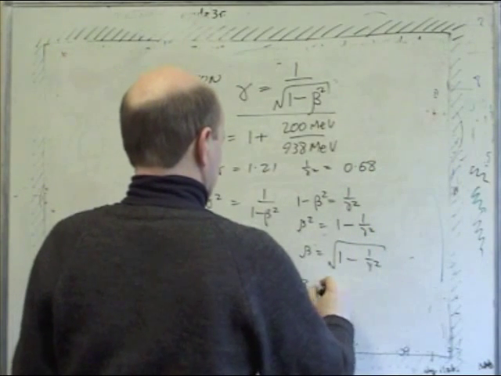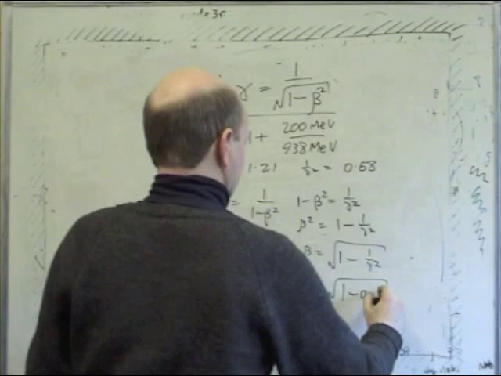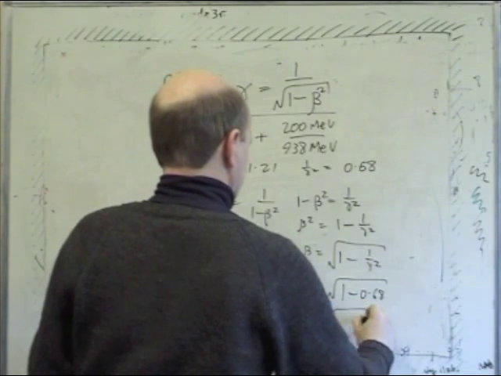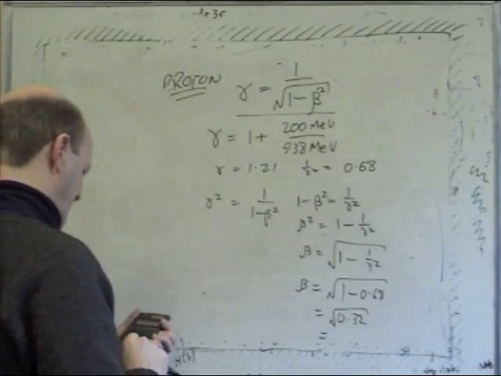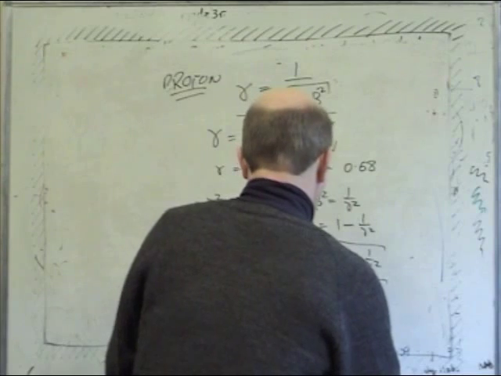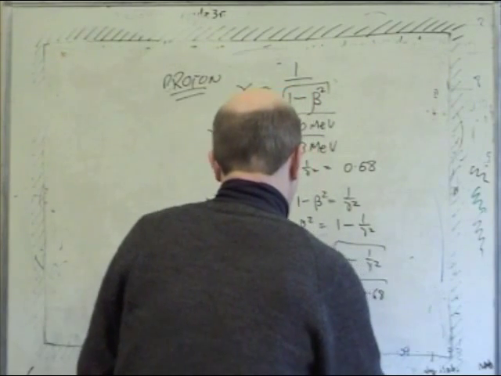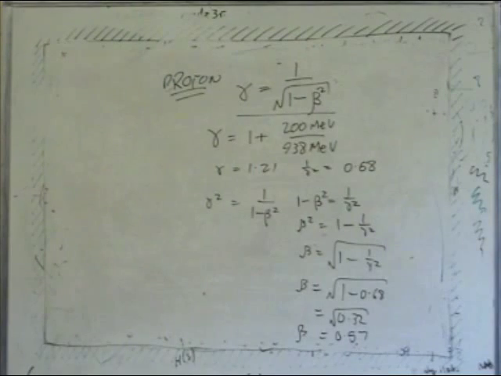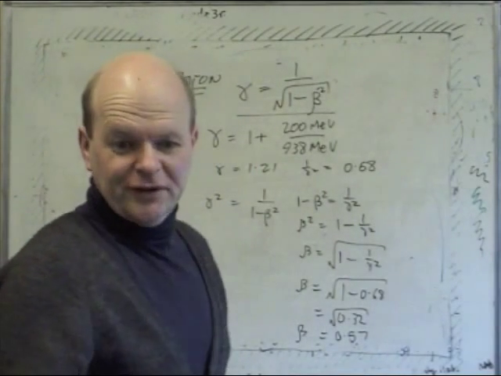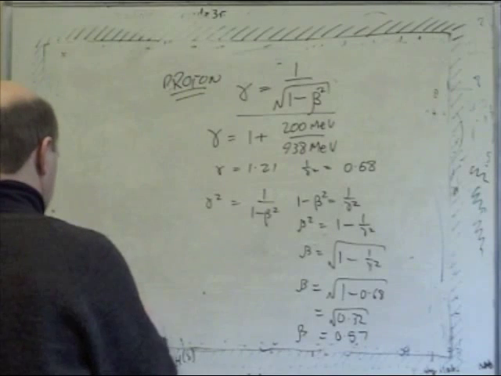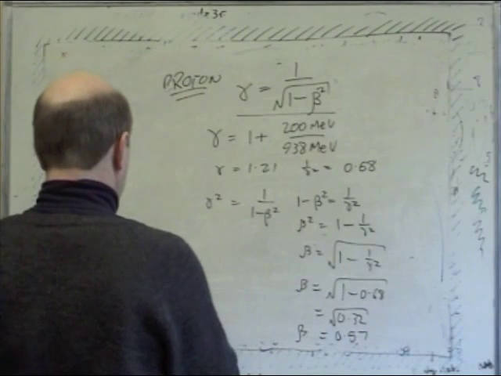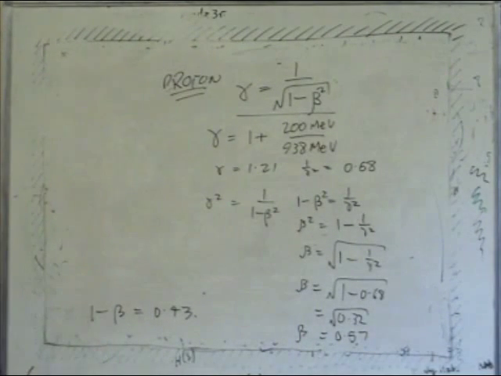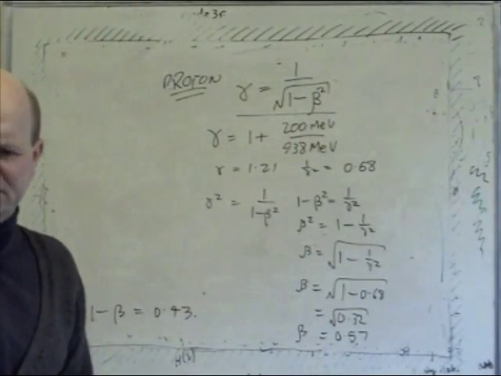And so we have beta equals the square root of 1 minus 0.68, which is the square root of 0.32, which is 0.57. So that's beta. Now because beta is nicely between 0 and 1, not very close to 0 or very close to 1, 1 minus beta is just 1 minus 0.57, which is 0.43. And so that is the end of the proton. It's very simply a matter of substitution into this formula for gamma in terms of beta.